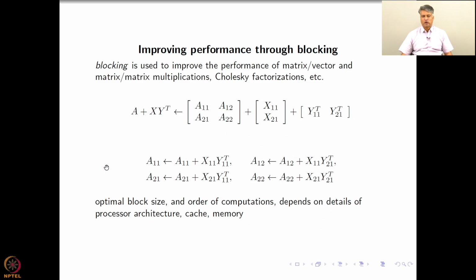So we need to figure out what the optimal block size and the order of computations are, and this depends on the details of the processor architecture, what is the cache of the processor, and how much memory the processor has. All these factors will determine how fast this is going to go.